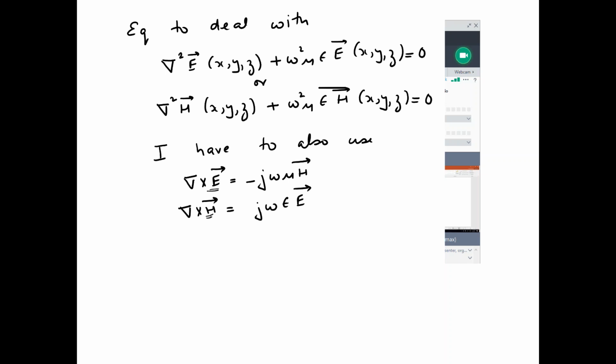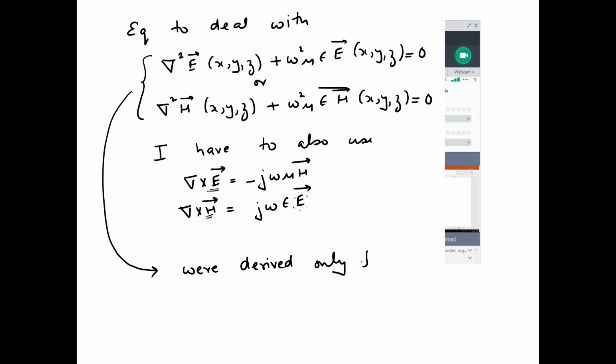On the other hand, if I have already found the solution for H, then I have to calculate the solution for E. But now I end up with one problem here, and I need to get out of that problem. The problem is that these Helmholtz wave equations were derived only for two conditions: source free, and homogeneous medium.